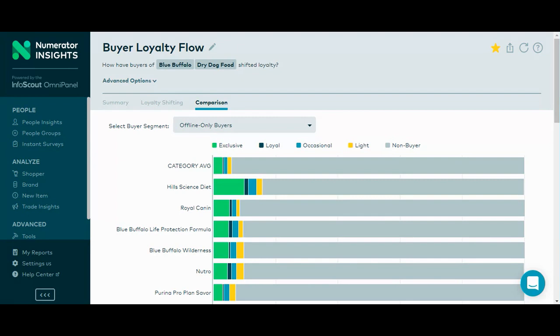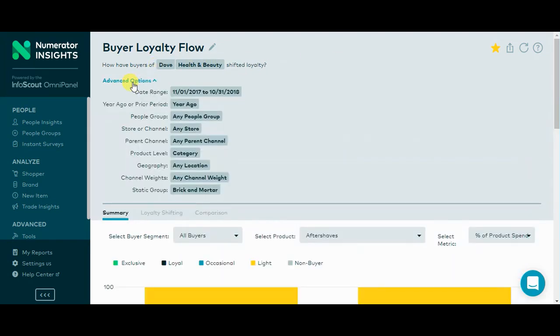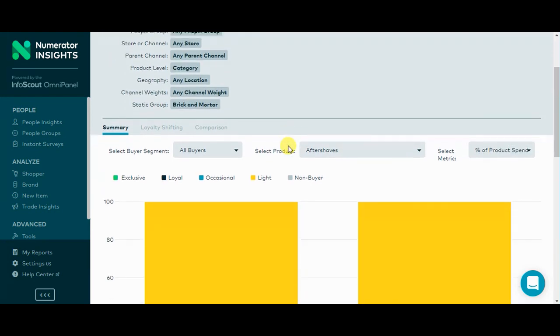Now I did run this one other way just to show the flexibility of this report. So now we're going to shift to Dove as a parent brand within the health and beauty sector. And we want to look specifically at the product level category. So we're no longer looking at by brand. This time we're looking at by category, just to be able to show you exactly what this looks like.